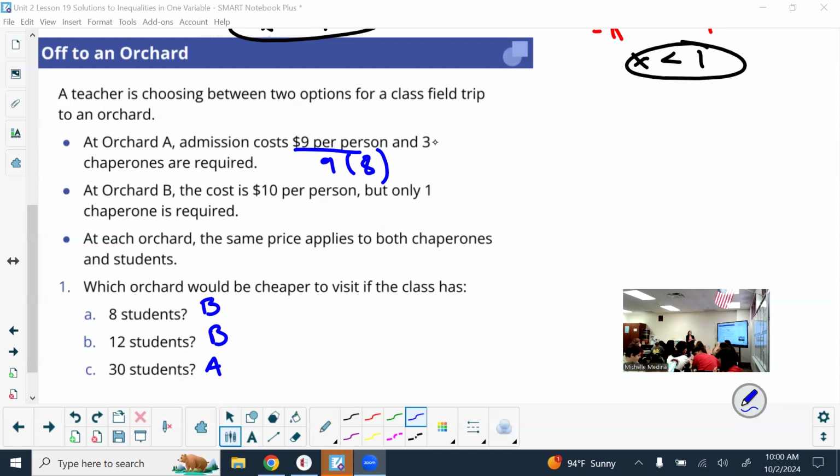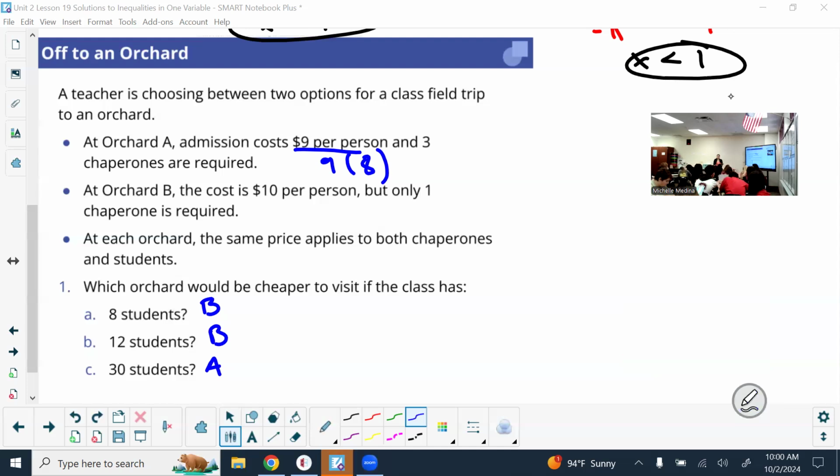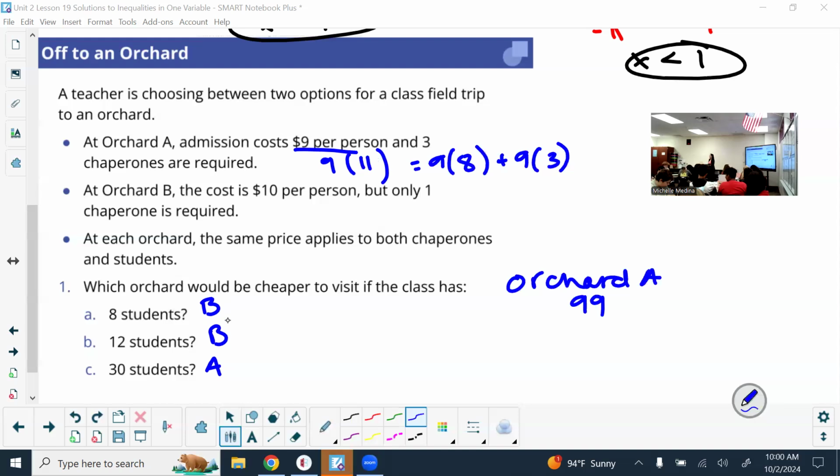What about the 3 chaperones? Do they have to pay for the chaperones too? Is there a different price for the chaperones? So really, I'm not just doing 9 times 8, I'm also doing 9 times 3, or just combine it. What's 8 plus 3? Not 12. 11. So however you did it, maybe you broke it up, maybe you did 9 times 8 and then plus 9 times 3. Same difference, right? But for Orchard A, when we're comparing, we have to find the price for both. We know it costs $99 when there's 8 students, so 3 chaperones.